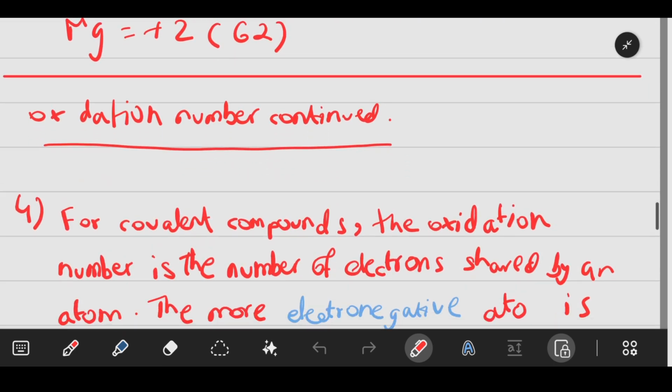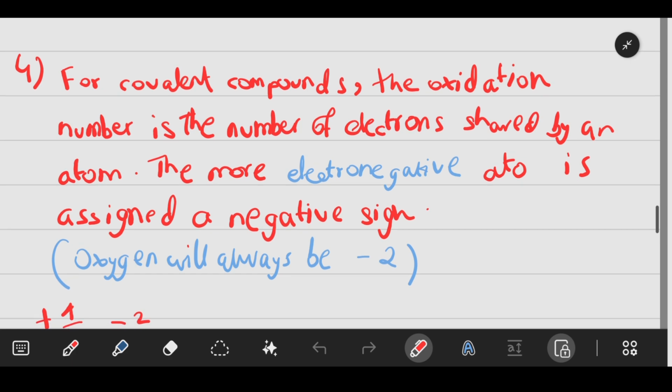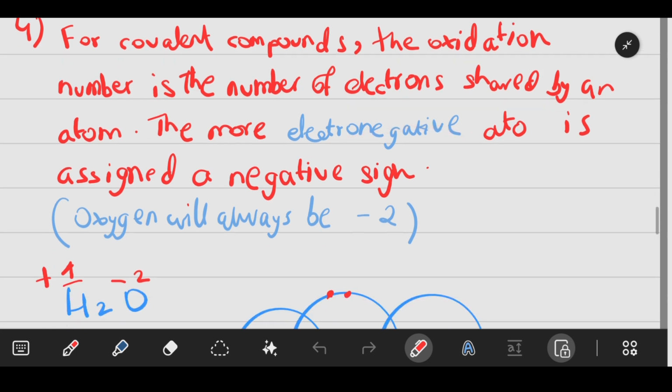And lastly, for the last point of oxidation number, we discussed that the oxidation numbers in covalent compounds are the number of electrons shared by an atom, where we simplified the whole idea by saying that oxygen will always be assigned a value of -2, where a negative sign and a positive sign for covalent compounds does not mean that the electrons are lost or gained. However, it is based on electronegativity, which is not in our syllabus, so we don't have to worry about that.